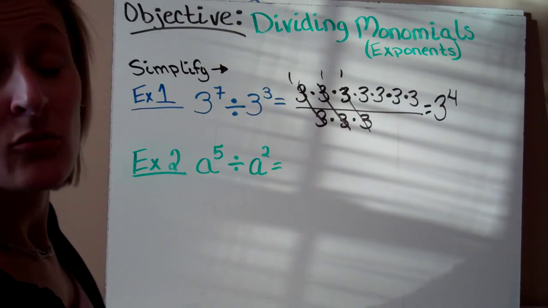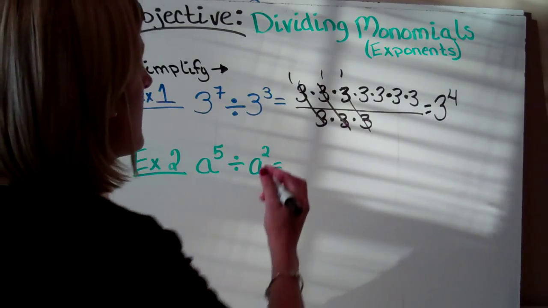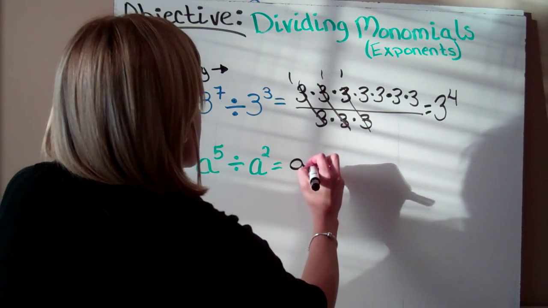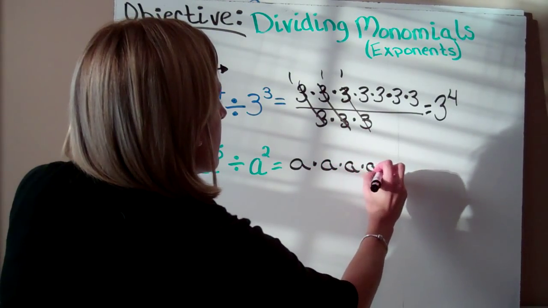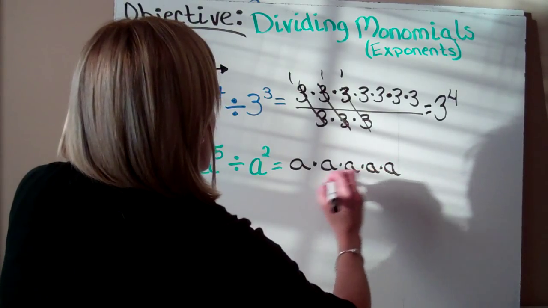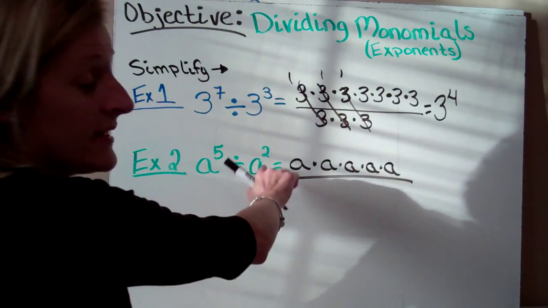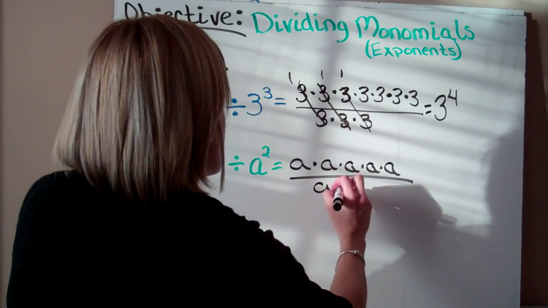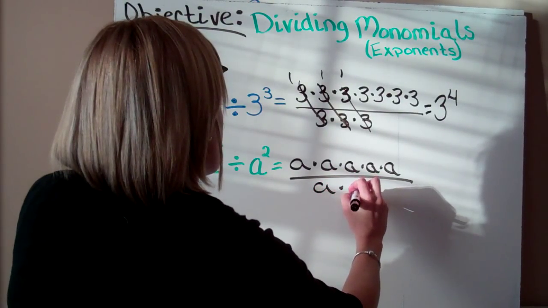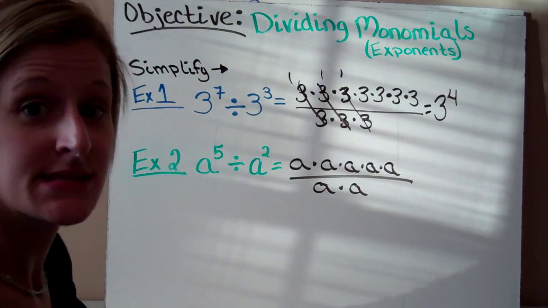So let's look at it with variables. So a to the 5th means I have 5 a's multiplied together. 1, 2, 3, 4, 5. A to the 2nd, or a squared, means I have 2 a's multiplied together, a times a. Again, simplify it out.